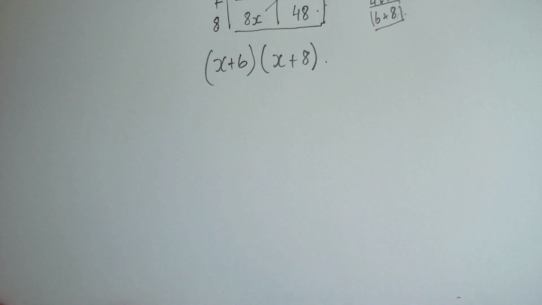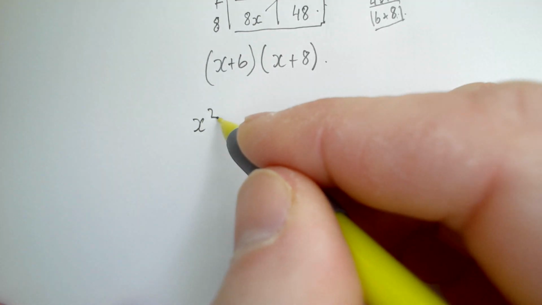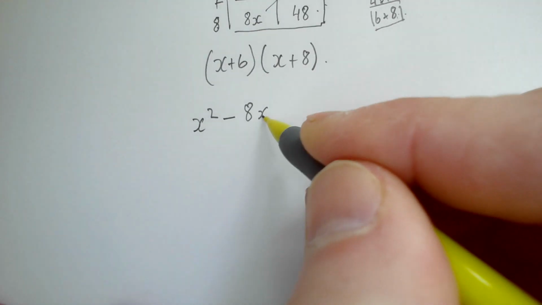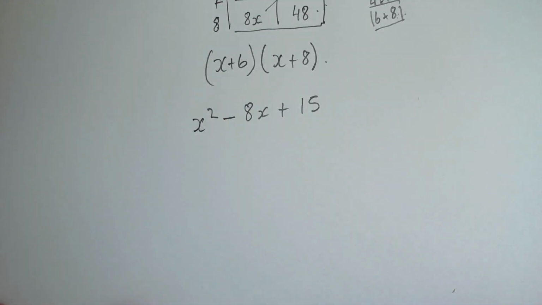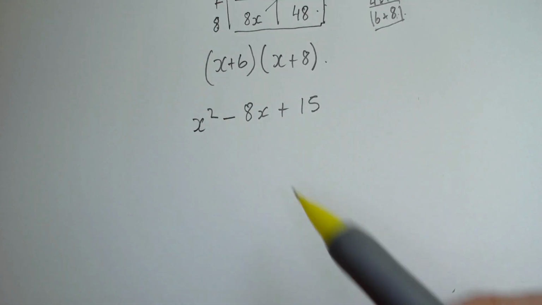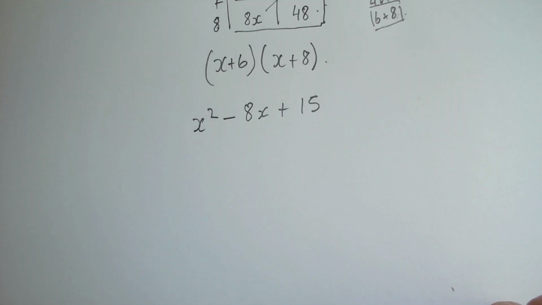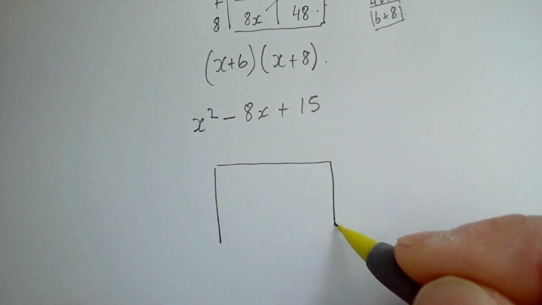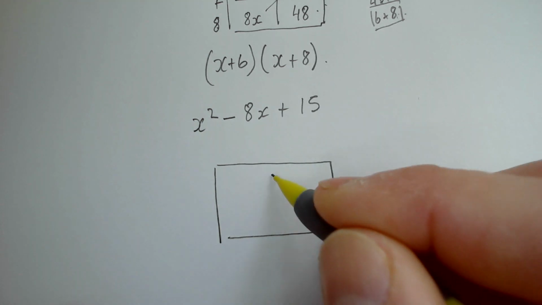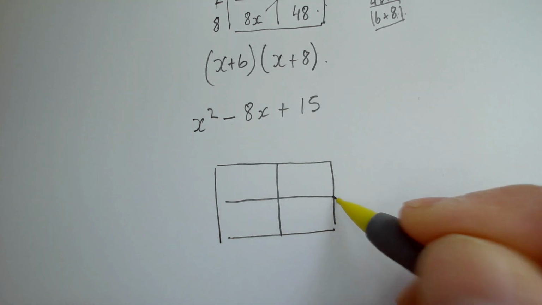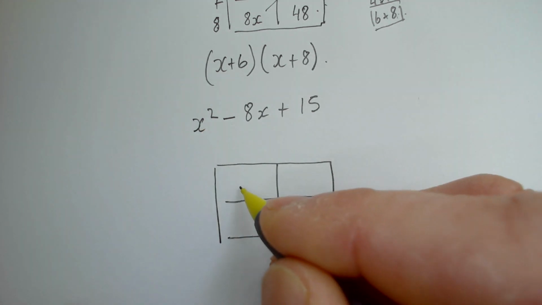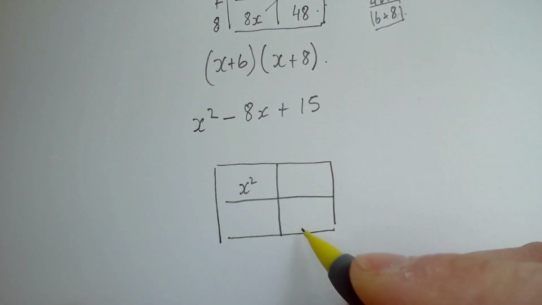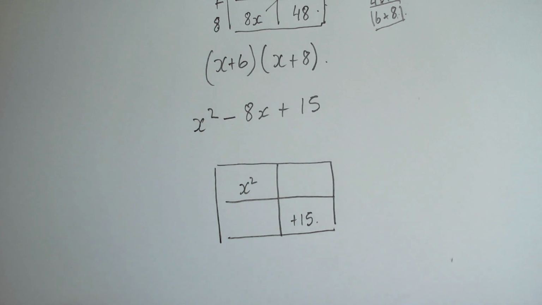So let's do another example. Let's look at x squared minus 8x plus 15. Straight away, you can see there's a little bit of a difference here because we have a minus 8. We haven't looked at quadratics with minus numbers yet, but the method is exactly the same. So the first thing we do is draw our grid. We put our x squared in here, and we put our plus 15 in here.